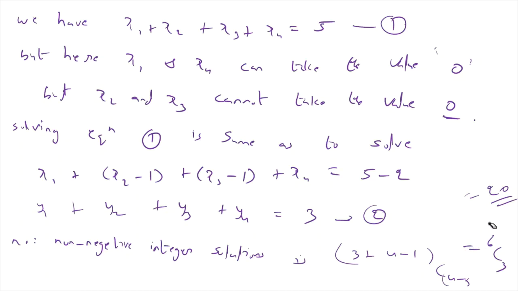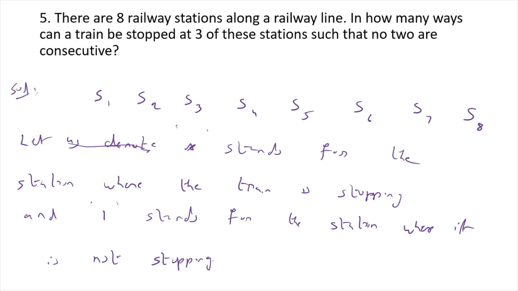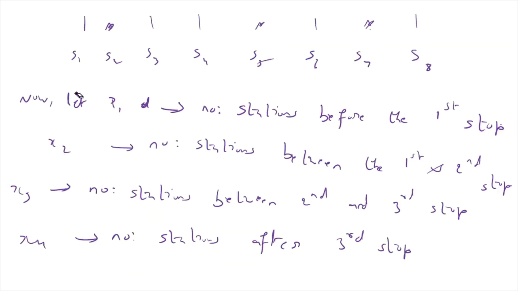So let me explain the problem again for you. This problem is a little bit tricky. We have 8 railway stations along a railway line, S1 to S8. A train can stop at 3 of these stations. The condition here is no two stops should be consecutive. Let's say star denotes the station where it is stopping and 1 denotes the station where it is not stopping. So I can have this kind of arrangement. Here the train is stopping at 2nd station, 5th station and 7th station, and at the remaining stations it is not stopping. So on the whole we have 3 stars and 5 ones.